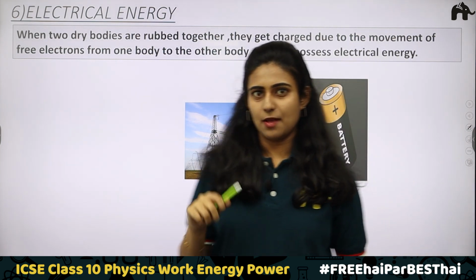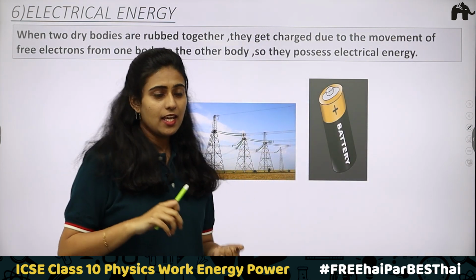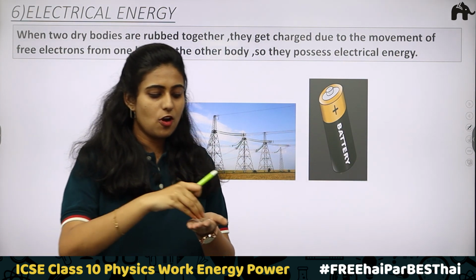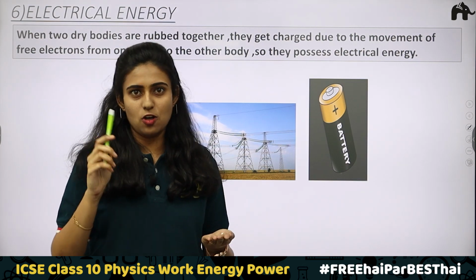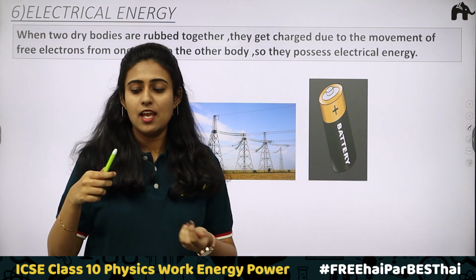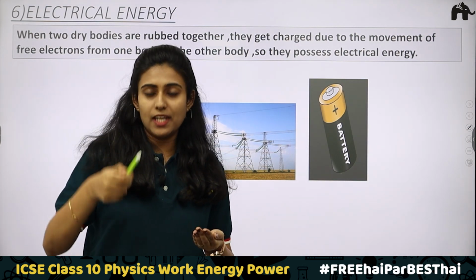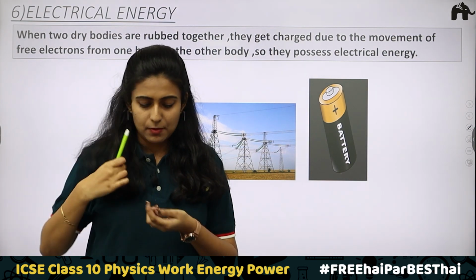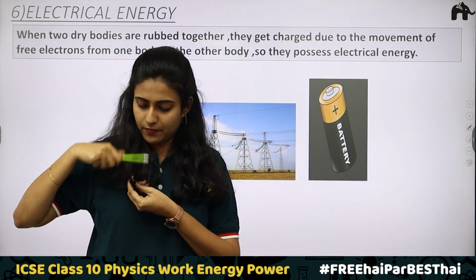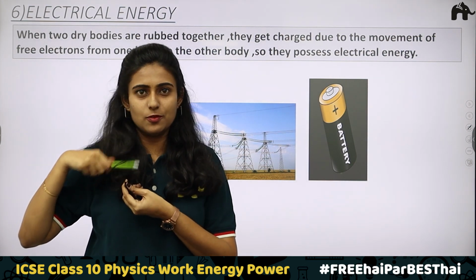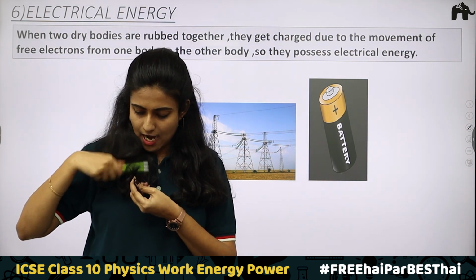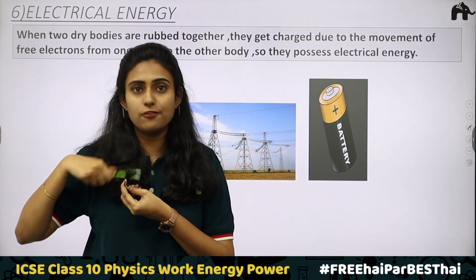Now consider an example. I'll show you a simple experiment. Here we have small pieces of paper and a plastic object, maybe a scale or a pen. When you rub this pen on dry hair, I am rubbing it on my dry hair. When I rub, what happens? The pen is getting charged. When a body gets charged, there will be flow of electrons.